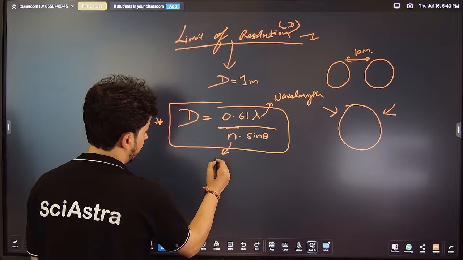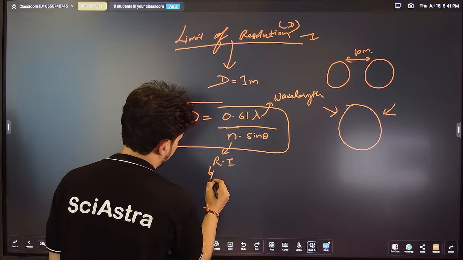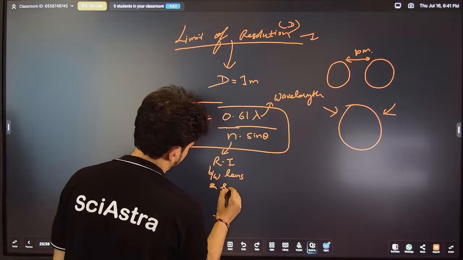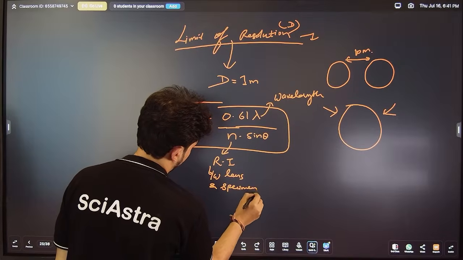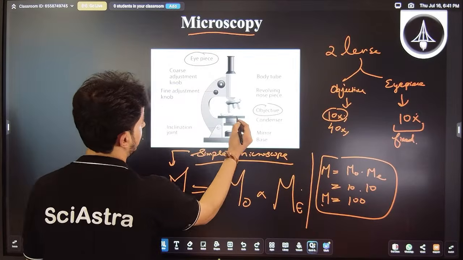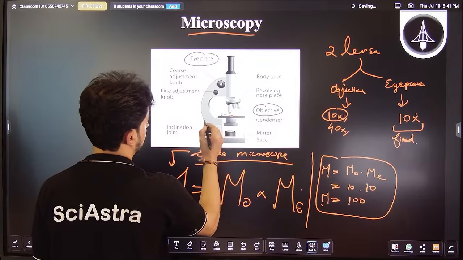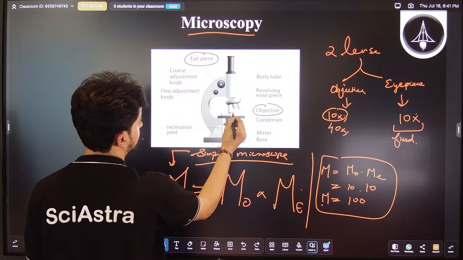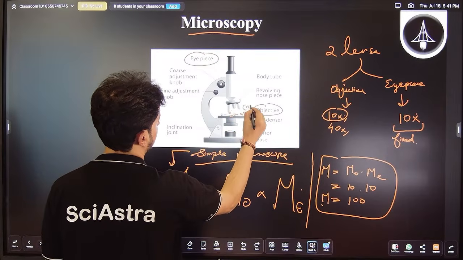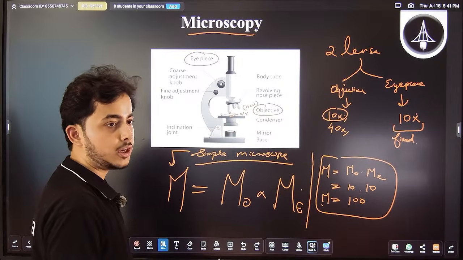n is the refractive index between the lens and specimen media. So in this image, you will put your specimen. This is the lens, the objective lens. In between the specimen and the objective, this medium is air, and the refractive index for air is 1. That is the n in this formula.